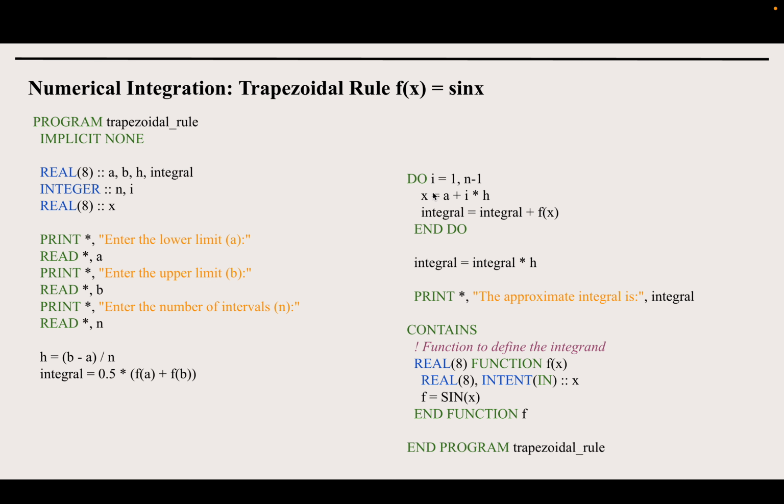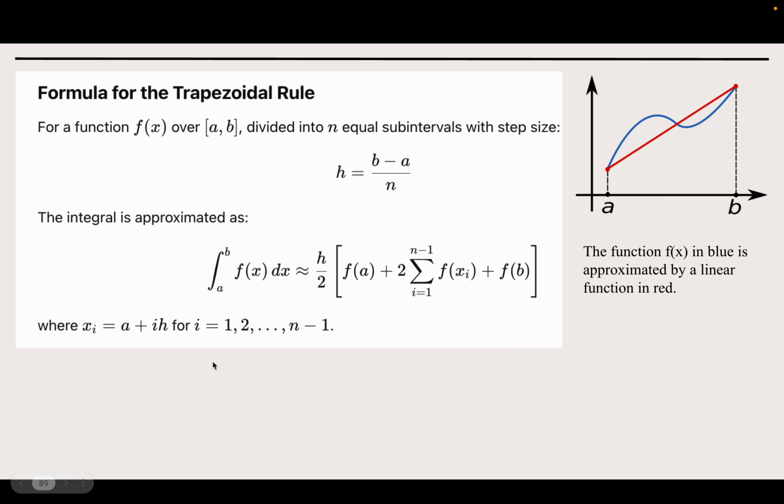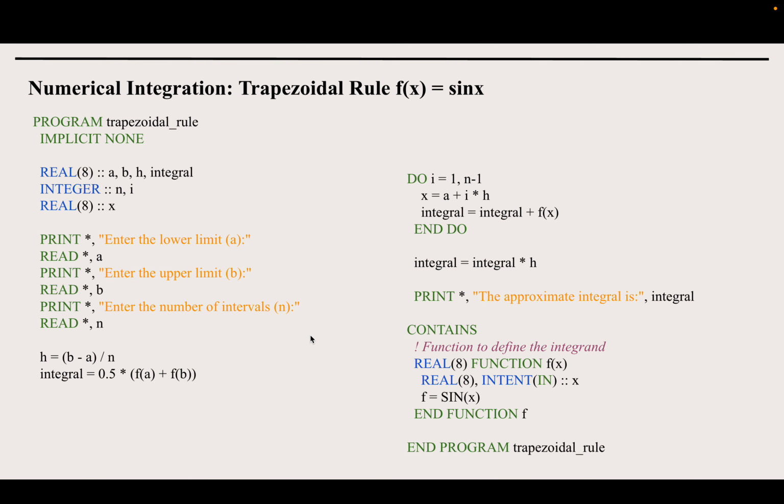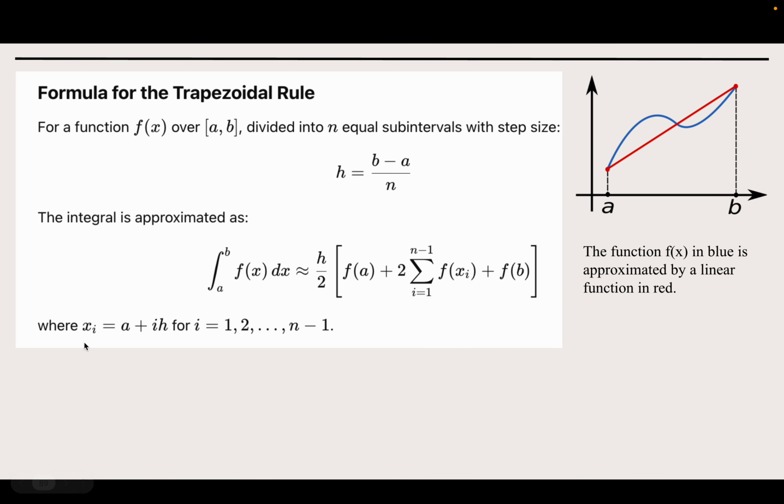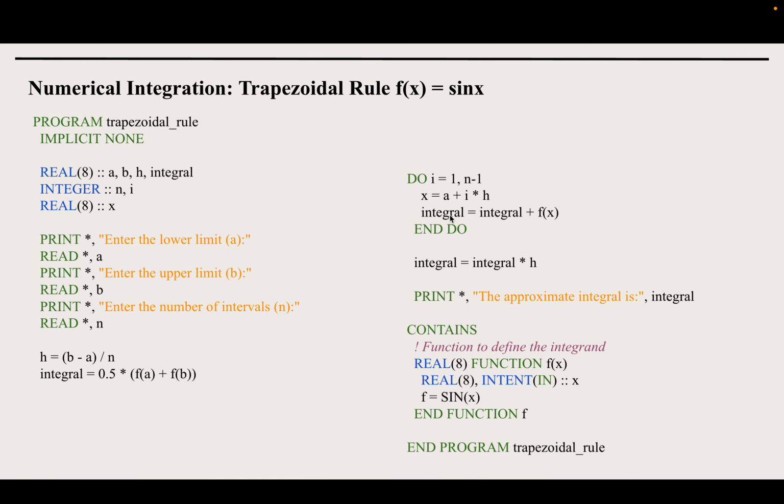So now we can check that we have started our do loop, and the do loop variable is going from 1 to n minus 1, as we have seen here. In a similar way we are writing our code, and here x will be nothing but a plus ih, as we have seen. Next we want to do the looping over this integral.